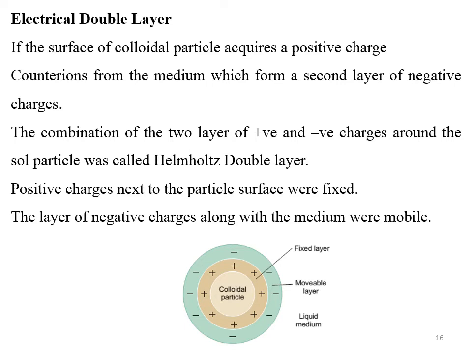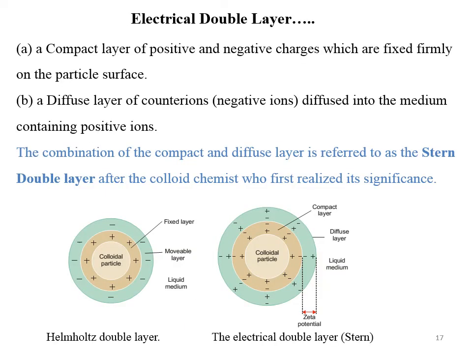They can move from one point to another point, while the positively charged particles are firmly fixed with the surface of the colloidal particles, and so they cannot move. Therefore, this positively charged layer in this case has been named as fixed layer. More recent considerations have shown that the double layer is made of a compact layer of positive and negative charges, which are fixed firmly on the particle surface. So now the concept is being changed from the concept of Helmholtz.